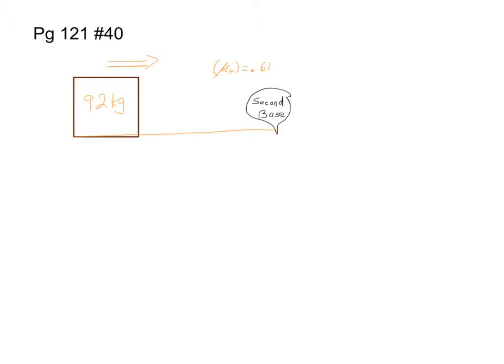Okay, for page 121, number 40, we have a 92 kilogram baseball player represented by this box, because I can't draw a baseball player. And he's sliding into second base, represented by that circle. The coefficient of kinetic friction is 0.61. And we want to know what is the magnitude of the frictional force. So for part A, we want to know what the frictional force is.